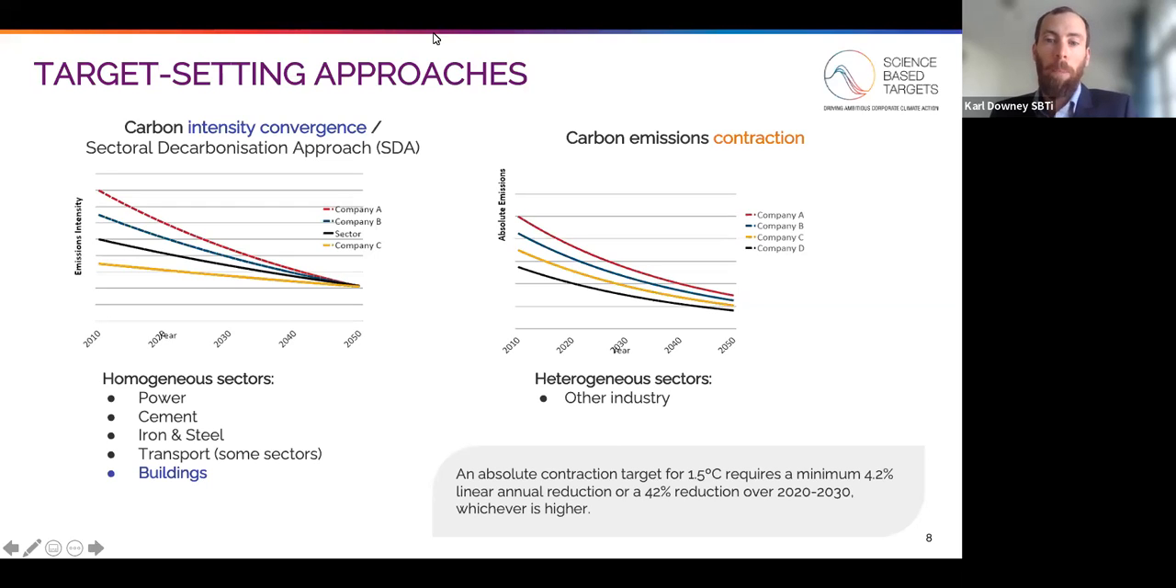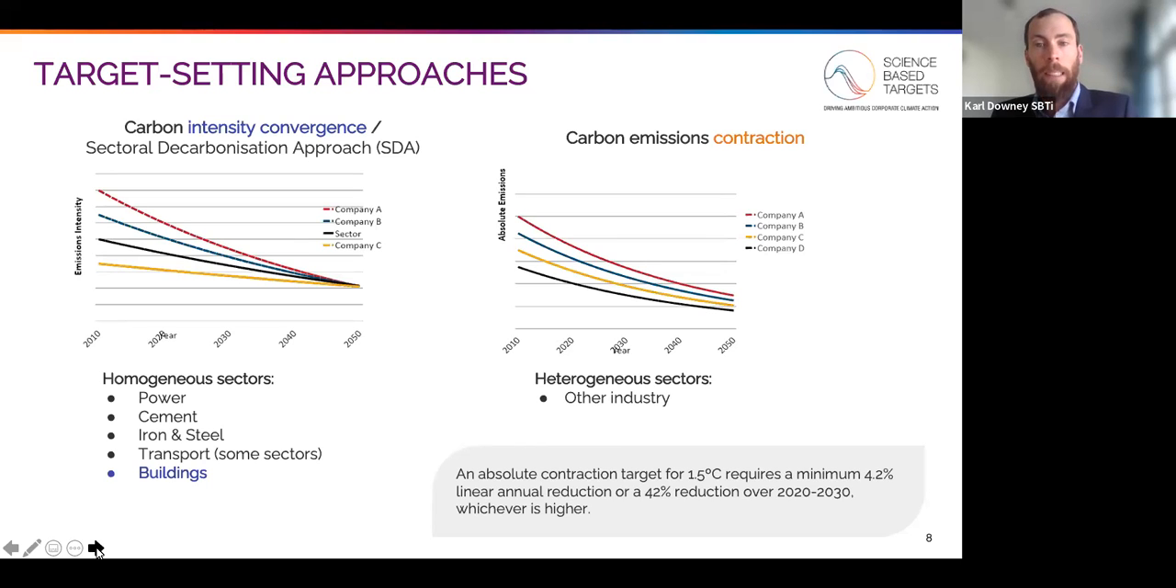Here companies are expected to converge towards a sector decarbonization path expressed in terms of carbon intensity. So for buildings, that's kilos of CO2 per meter squared. We refer to this method sometimes as the sectoral decarbonization approach. I'm mentioning this now because it's the method that will be using the in-use and embodied pathways for buildings that you will hear about later. And in a moment, you'll also hear about how those carbon intensity pathways for buildings were developed.